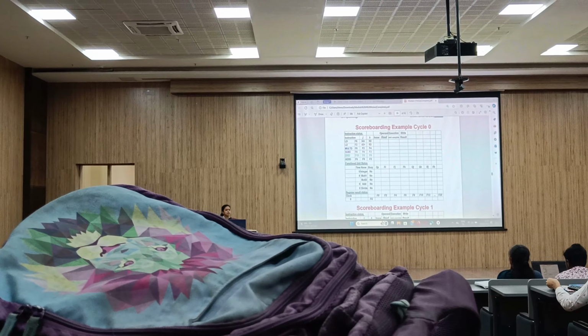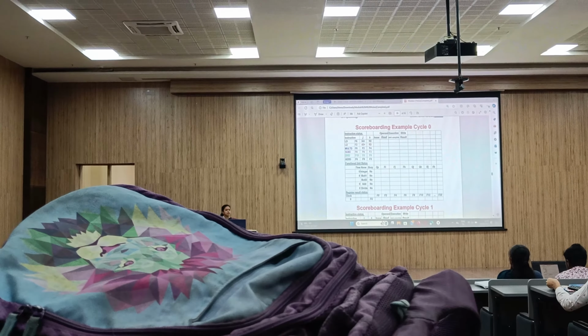Three parts. First, you have to write the cycle 0 empty scoreboard. Next, let's say in the exam they have given cycle number 10. Can you write this scoreboard 10 times? No. Then what you have to do? You have to write only once. But how to write it? You have to use pencil.